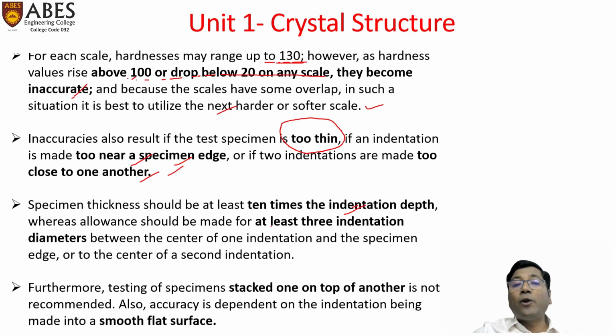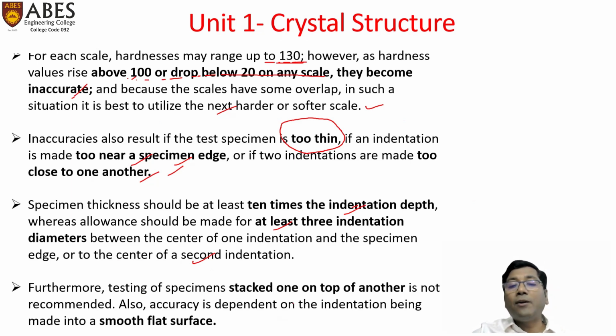Allowance should be made for at least 3 indentation diameters. Between two consecutive readings, there should be at least a 3 indentation diameter gap between the center of one indentation and the specimen edge or the center of a second indentation. From every center of indentation, the specimen edge or the center of the second indentation should be at least 3 indentation diameters apart. Furthermore, testing of specimens stacked one on top of another is not recommended.